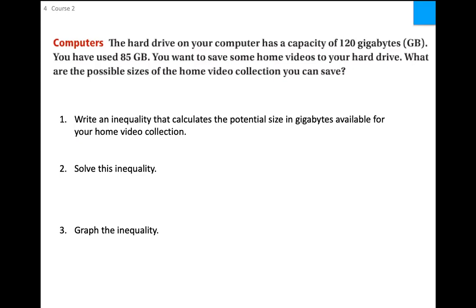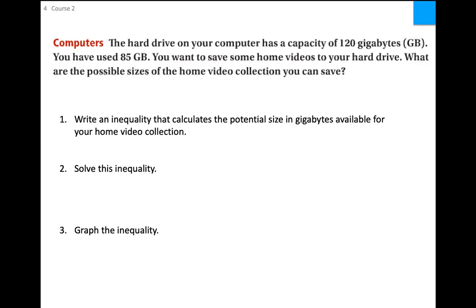A hard drive on your computer has capacity of 120 gigabytes. This is a pretty long time ago when they wrote this book. You've used 85 gigs. You want to save some for some videos. What are the possible sizes, plural, for the home video collection that you can save? Notice it never says less than or greater than. So it says, write an inequality that calculates the potential size in gigabytes available for your video collection.